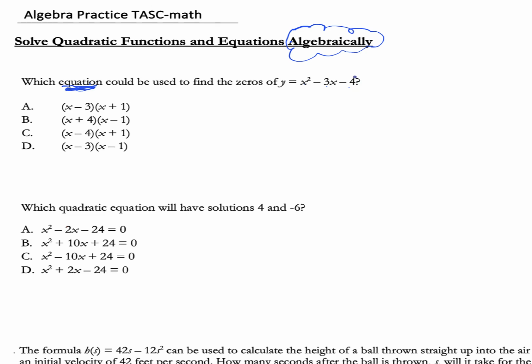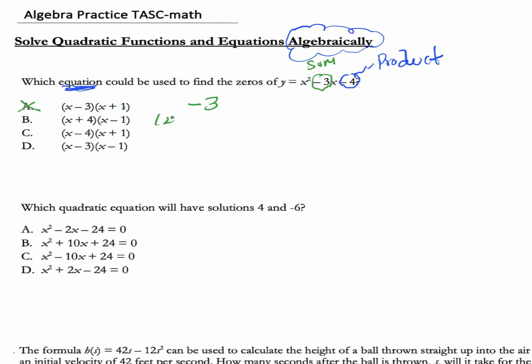This negative 4 here, let me put a little bubble around it, is your product. And the negative 3 here would be your sum. So I'm going to use the answers to help me. Here, if I took negative 3 and positive 1 and I multiplied it, I get negative 3. I don't get negative 4. A is not my answer.